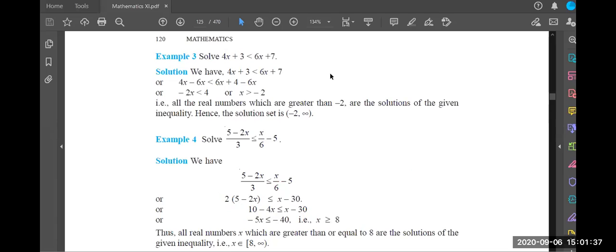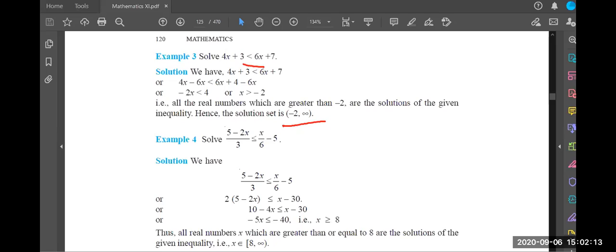Now, I was saying the difference between these two. The difference between these two is, see the bracket. Here we have this small bracket, but here we have this square bracket. Are you observing this? In question number 3, we didn't have an equality sign, so the answer is minus 2 to infinity, but in the small bracket. But here we have an equality sign, so we have 8 in this square bracket.